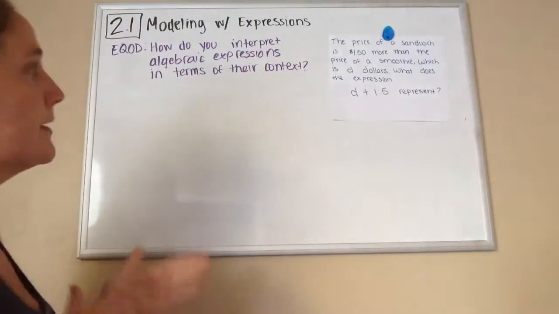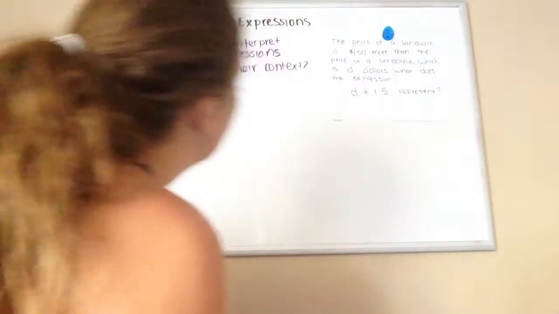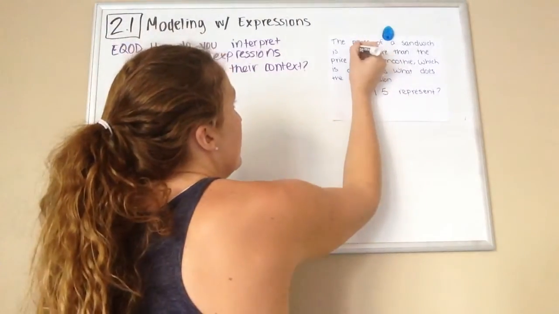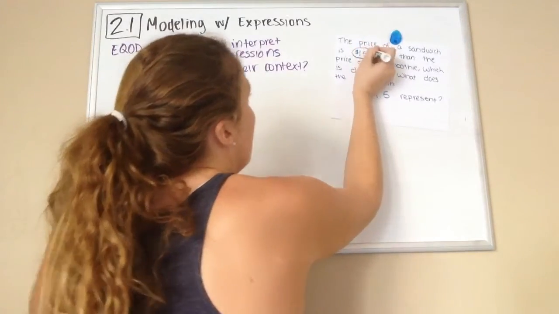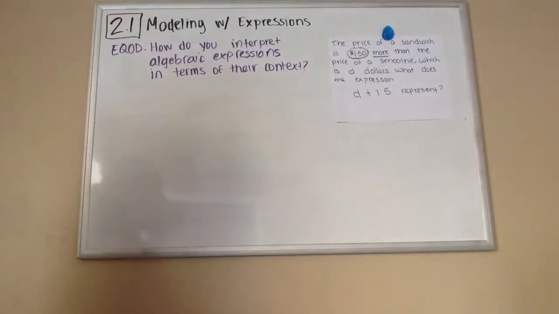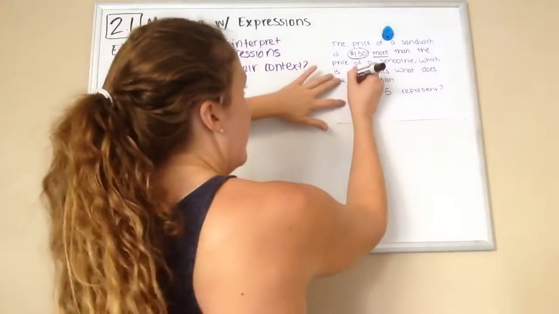All right, so we're going to tackle this. There's a couple things we've got to do. We've got some numbers here. We've got $1.50 more than the price of a smoothie. We've got a variable here that we've got to deal with.